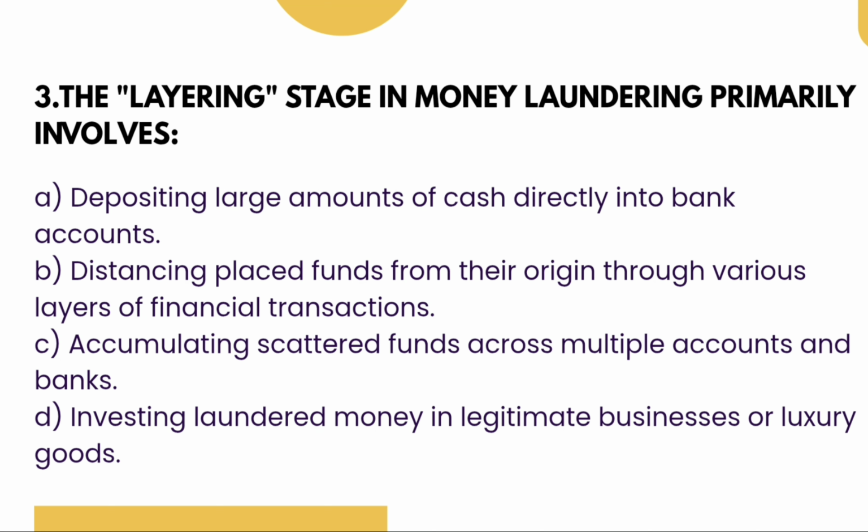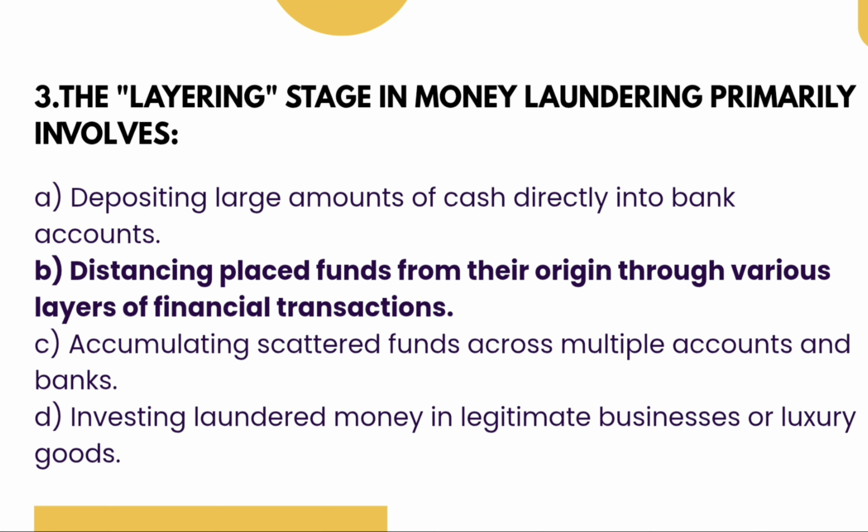Next, the layering stage in money laundering primarily involves A. Depositing large amounts of cash directly into bank accounts. B. Distancing placed funds from their origin through various layers of financial transactions. C. Accumulating scattered funds across multiple accounts and banks. And D. Investing the laundered money in legitimate businesses or luxury goods. The answer is B. Distancing the placed funds from their origin through various layers of financial transactions.